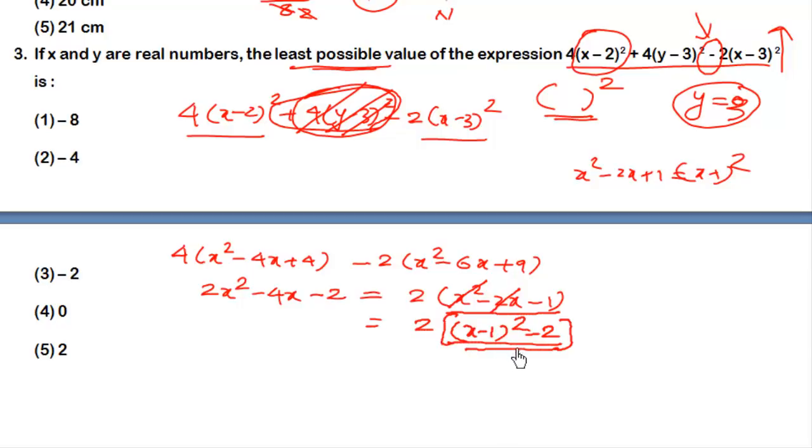Now we have come to the conclusion of what should be the minimum value of it. So we can see that this square portion has to be 0, and that will be 0 for the value of x equal to 1. So straight away we can say that the minimum value would be minus 4. So option 2 is the right answer.